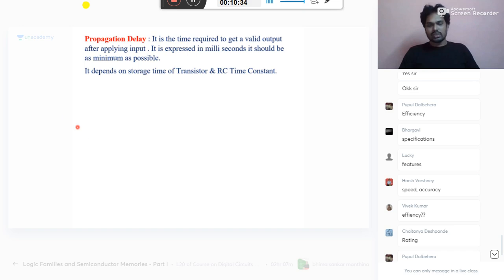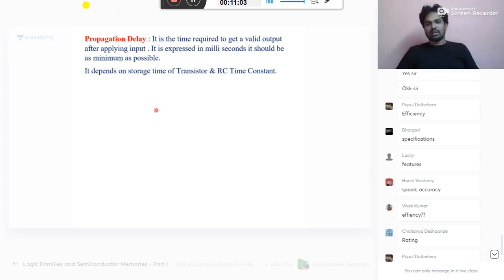So generally, when you change the input, the transistor present in your gate may need to change from saturation to cutoff or cutoff to saturation. To do that, what do we need? It requires a little time. Based on the transistor storage time, it requires some time to change from saturation to cutoff or cutoff to saturation.